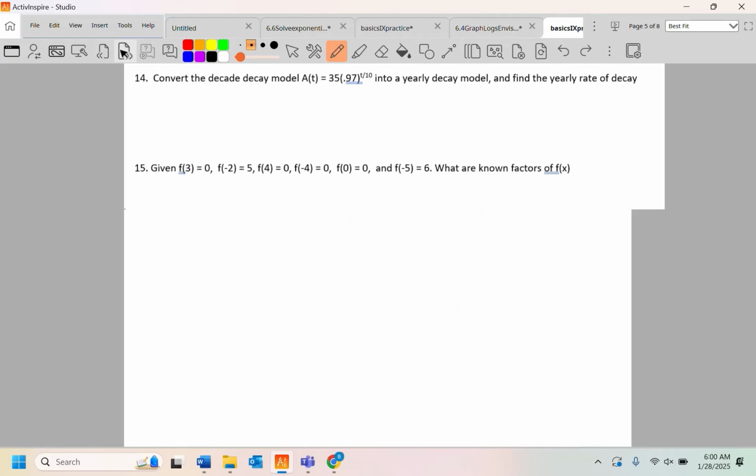Moving forward. Convert the decade decay model, A sub t equals 35 times 0.97 to the t over 10, into a yearly decay model, and find the yearly rate of decay. What matters here is that we move the 10th piece in, and we keep the t on the outside. That'll make it a yearly model because that's supposed to be a 1. T is just in years now. Then you pull up your trusty TI-84 and figure it out.